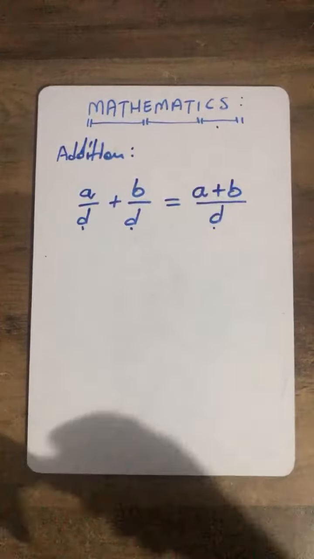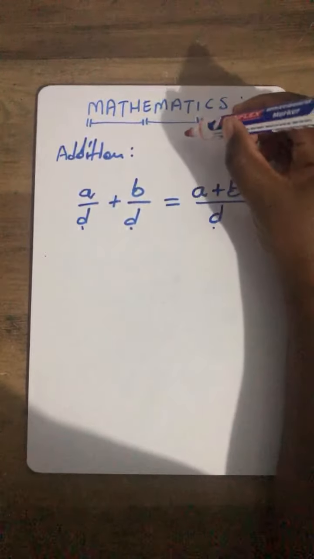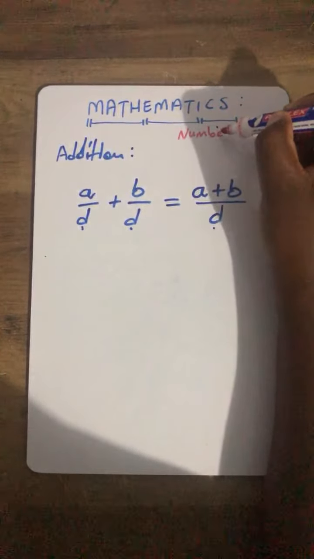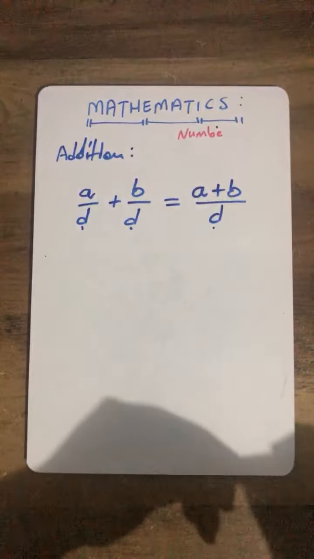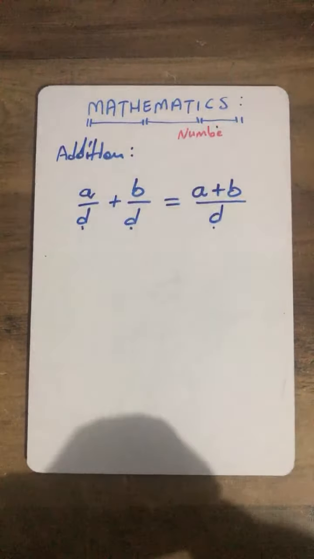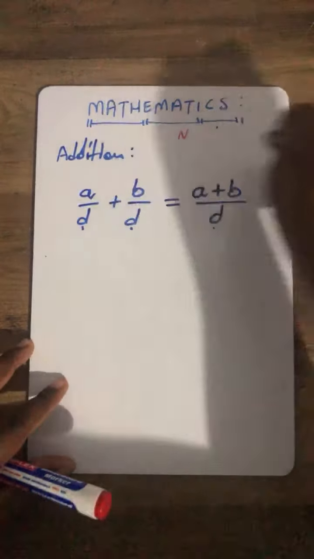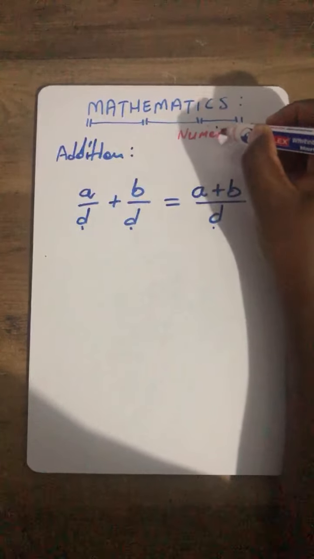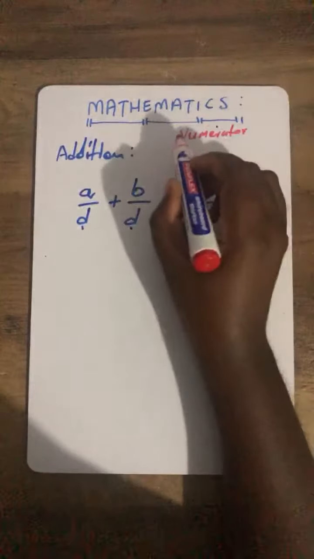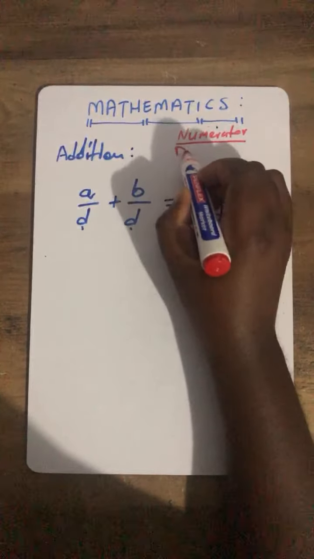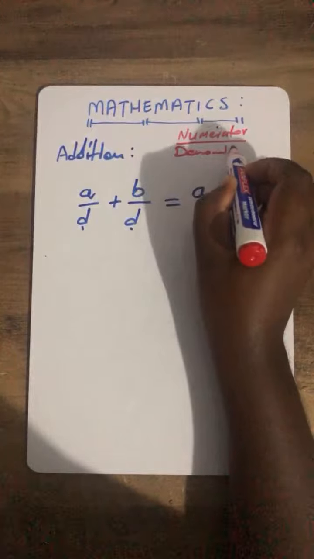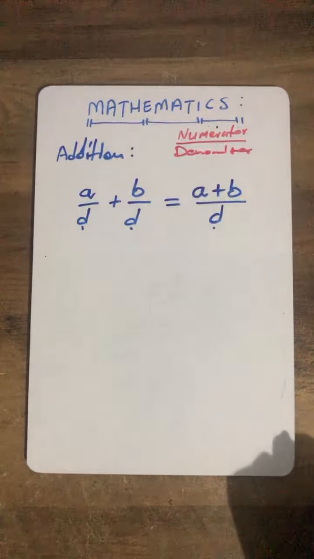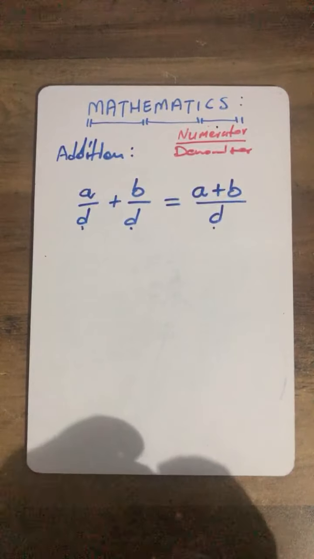I'm pretty sure that you guys are aware that the number that we have at the top, we refer to that as the numerator, over the denominator. Very, very important that you are aware that the number at the top is the numerator, and the bottom is the denominator.